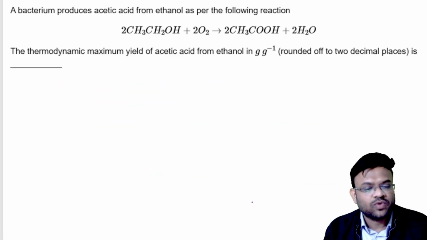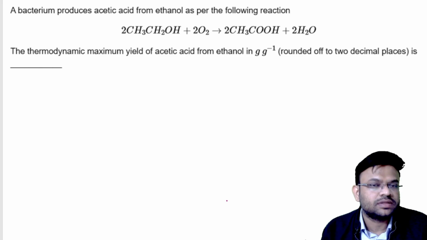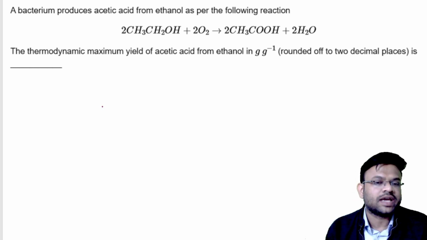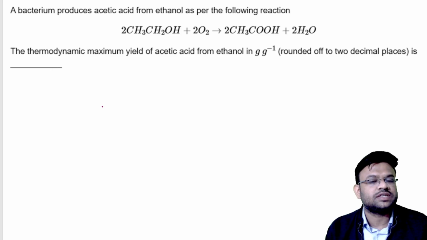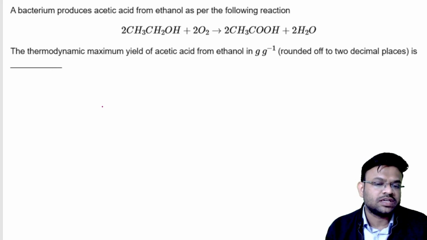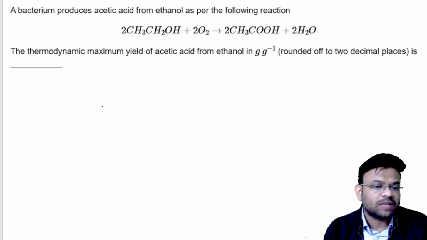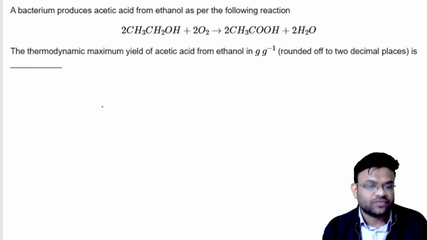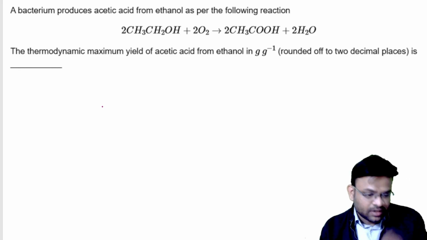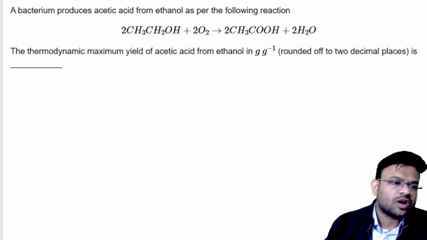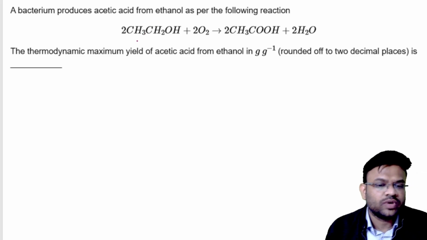Now let us move on to the next question. A bacterium produces acetic acid from ethanol as per the following reaction. Now they have given you a reaction, as you can see: 2CH3CH2OH plus 2O2 gives 2CH3COOH plus 2H2O. Find the thermodynamic maximum yield of acetic acid from ethanol in gram per gram. This is a very common equation and most of you would be knowing this.